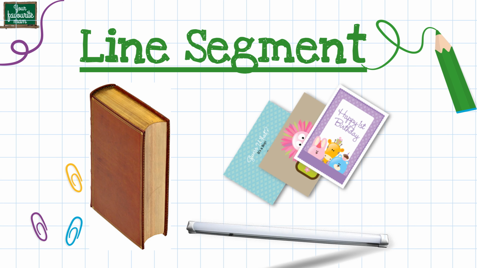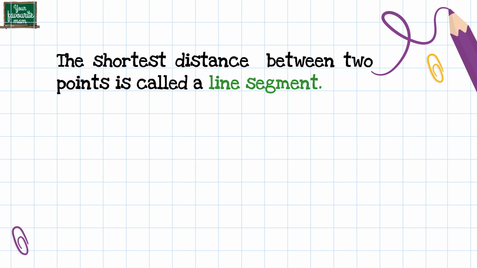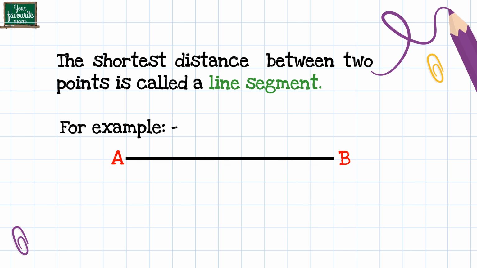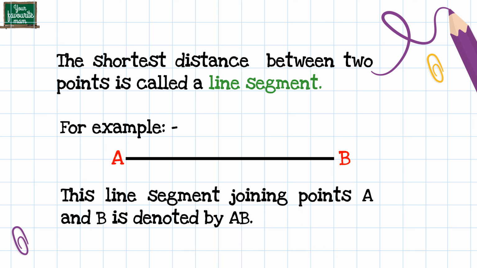The next is line segment. Many examples of line segments we can see in our daily lives, like the edge of the book or the edge of the greeting card, and also a tube light or maybe the edge of a table. The shortest distance between 2 points is called a line segment. For example, this line segment has 2 endpoints, A and B, whose length is fixed. So this line segment joining points A and B is denoted by AB with a dash over it. Unlike a line, a line segment has a definite length.